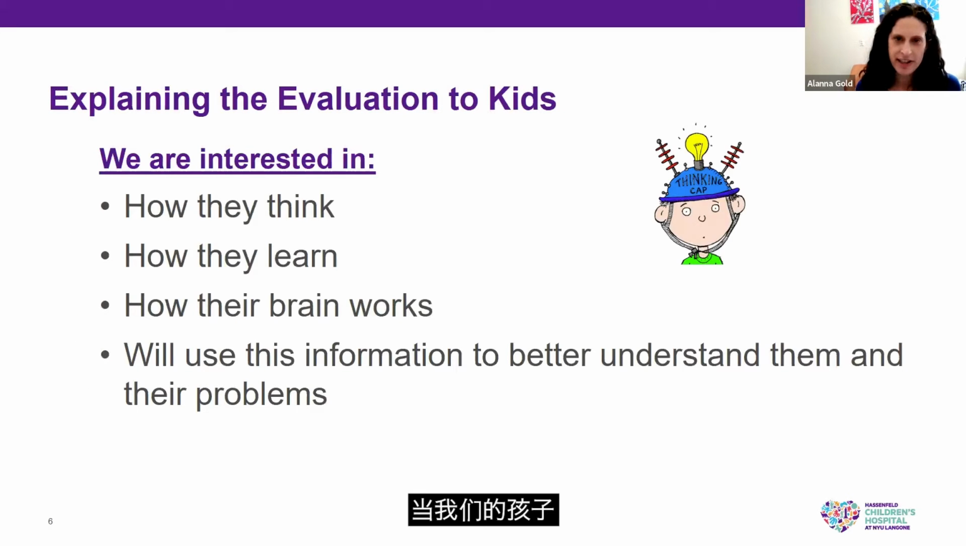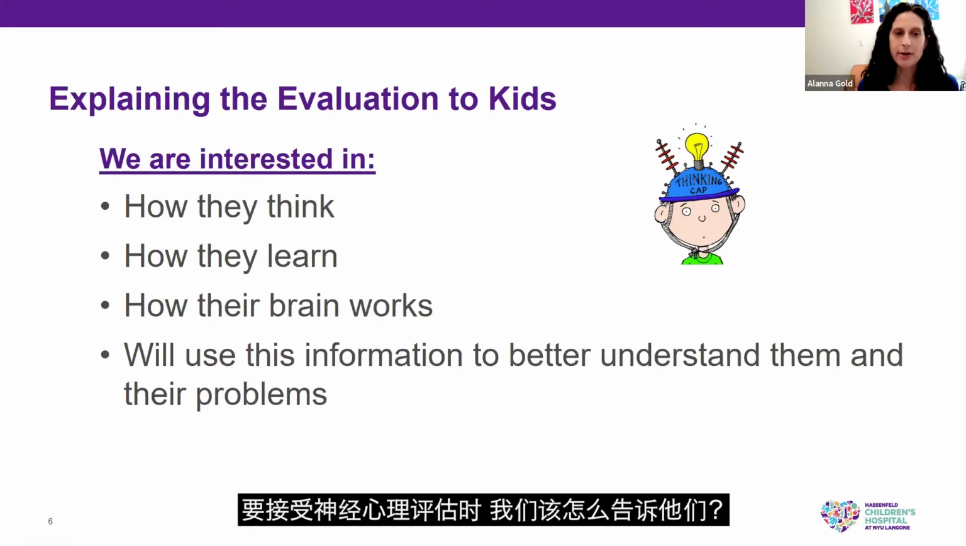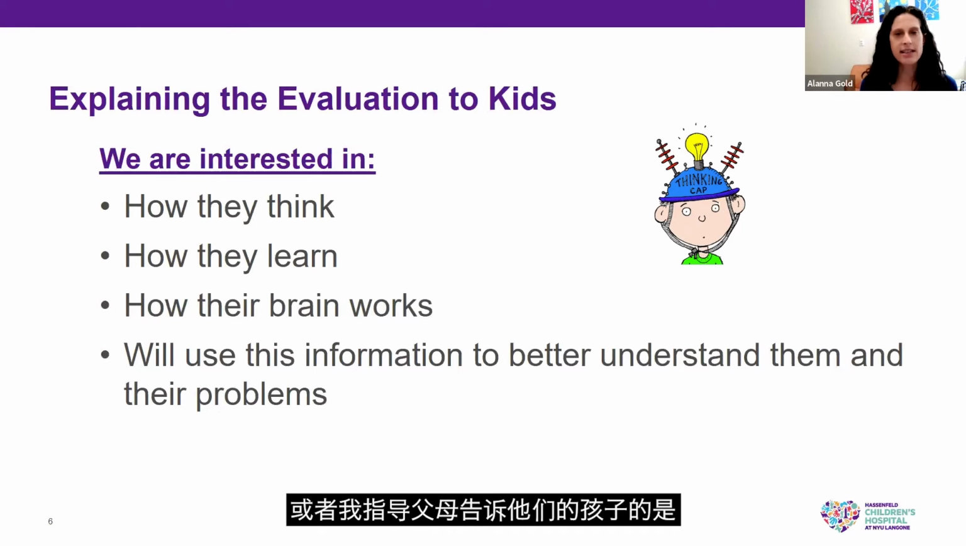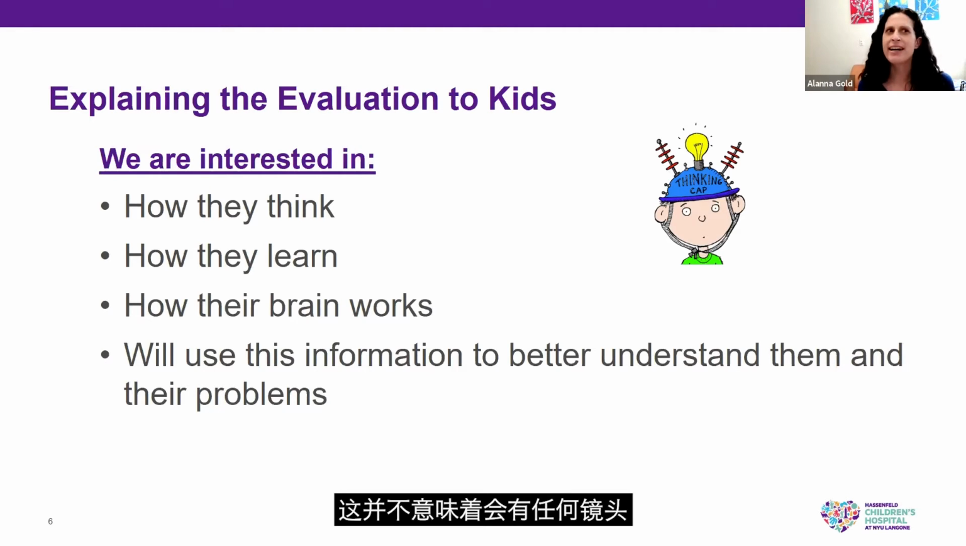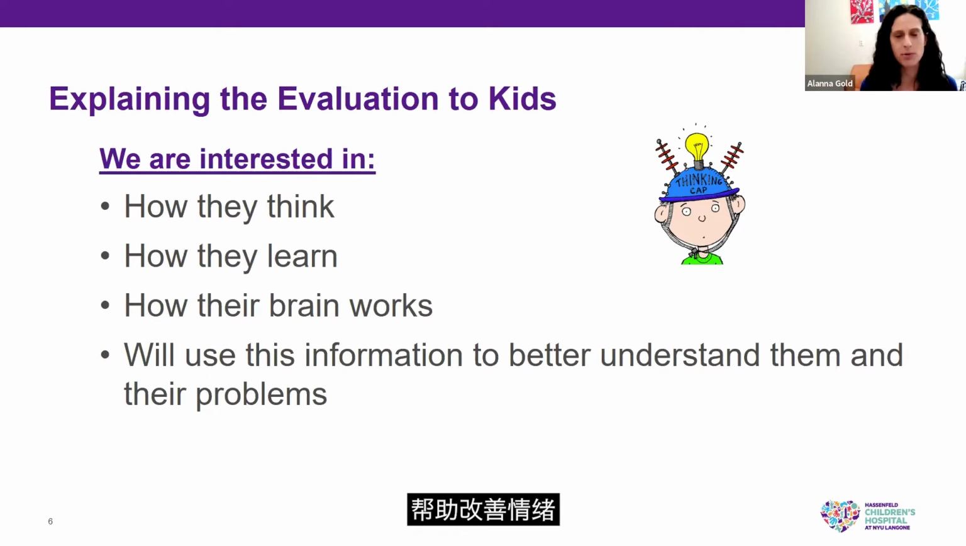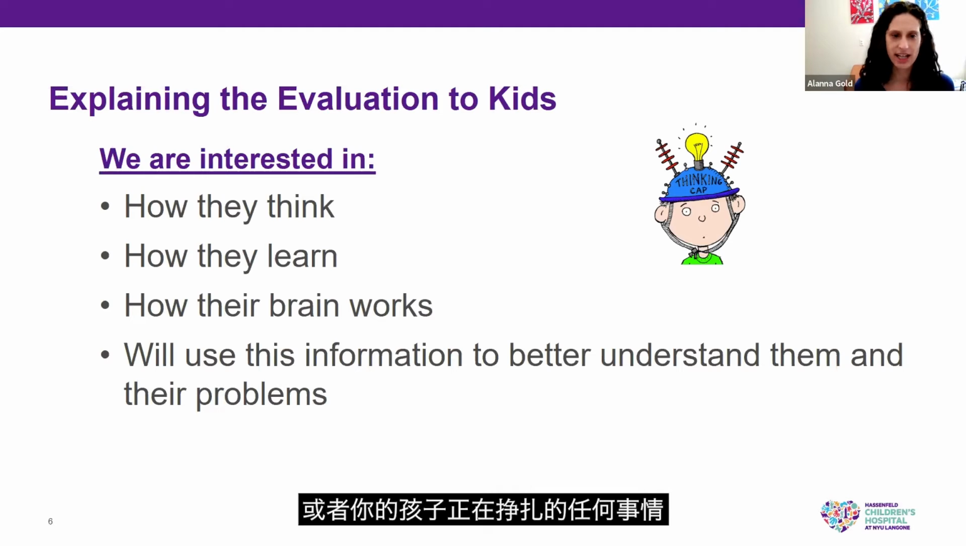What do we tell our children when they're going for a neuropsychological evaluation? Typically, what I say or what I instruct parents to tell their child is that we're interested in how they think and how they learn and how their brain works. This doesn't mean there's going to be any shots or we're not going to actually look at your brain, but we're going to be doing a bunch of activities to understand how your brain works, what your strengths are, and what your challenges are, and use this information to help make school better or help make emotions better or whatever it may be that your child is struggling with.